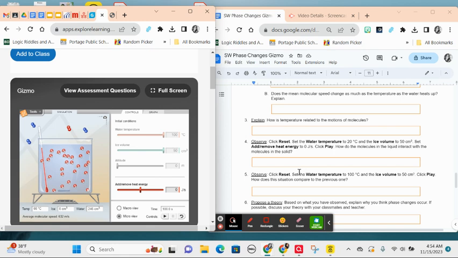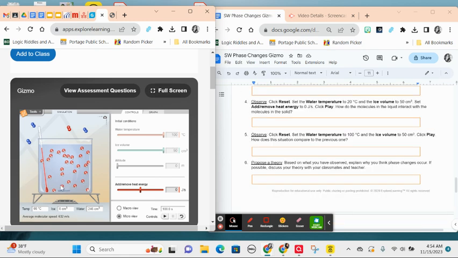Okay. All right. So based on what we've observed, explain why we think phase changes occur. So we can say that phase changes occur because of energy. So energy is causing particles to move faster, collide into one another, break bonds, move more freely, all because of added energy. Or even a decrease of energy. Decreasing energy causes molecules to slow down, create bonds, become solid. So number 6 is energy, everything about energy.